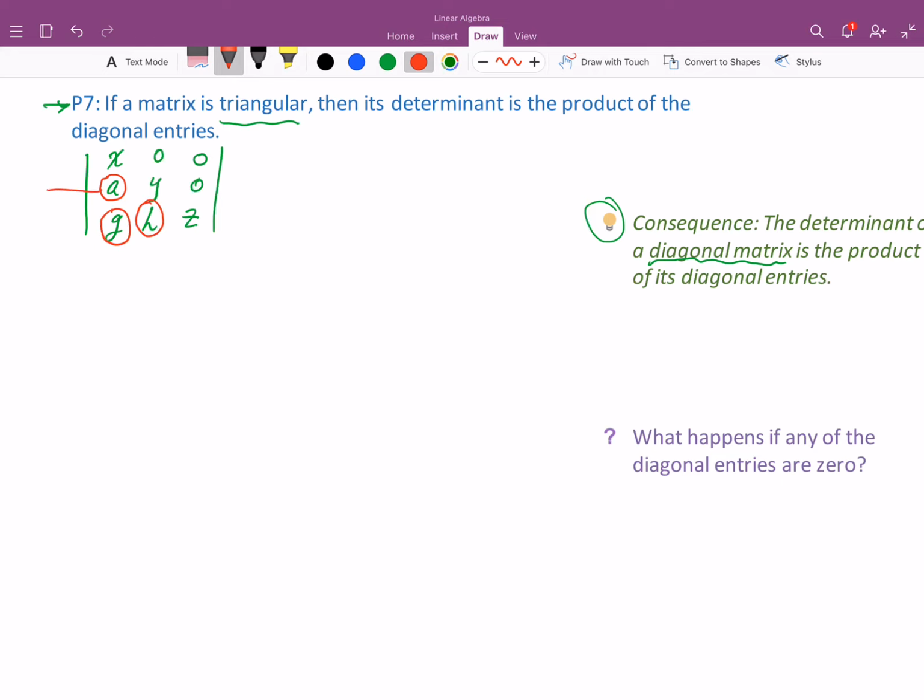Starting with A, I'd like to change the second row by taking the second row and adding a multiple of the first row, and the correct multiple is, of course, negative A over X times the first row. And if I do that, then the first row doesn't change, the second row will be 0, Y, 0, and the third row will be G, H, I.